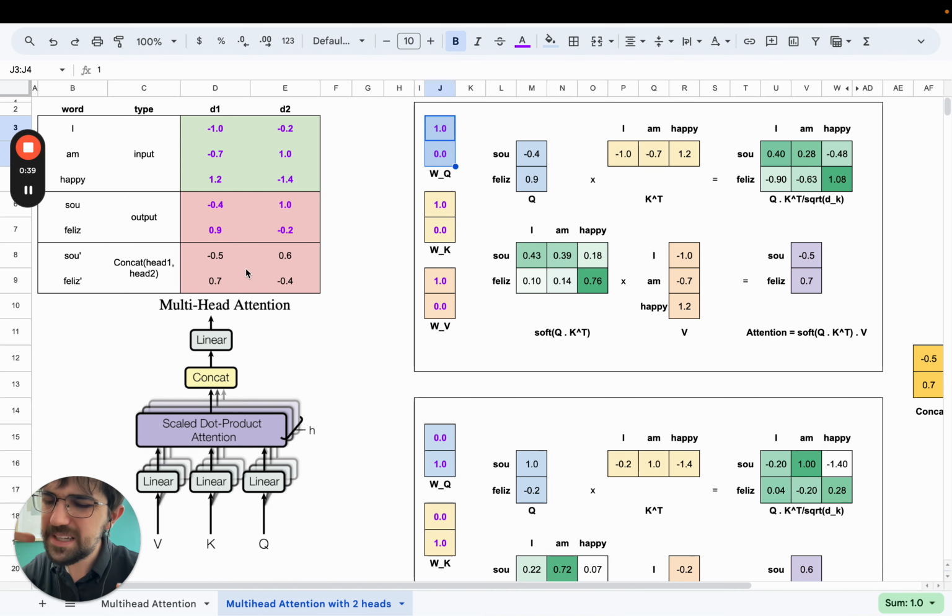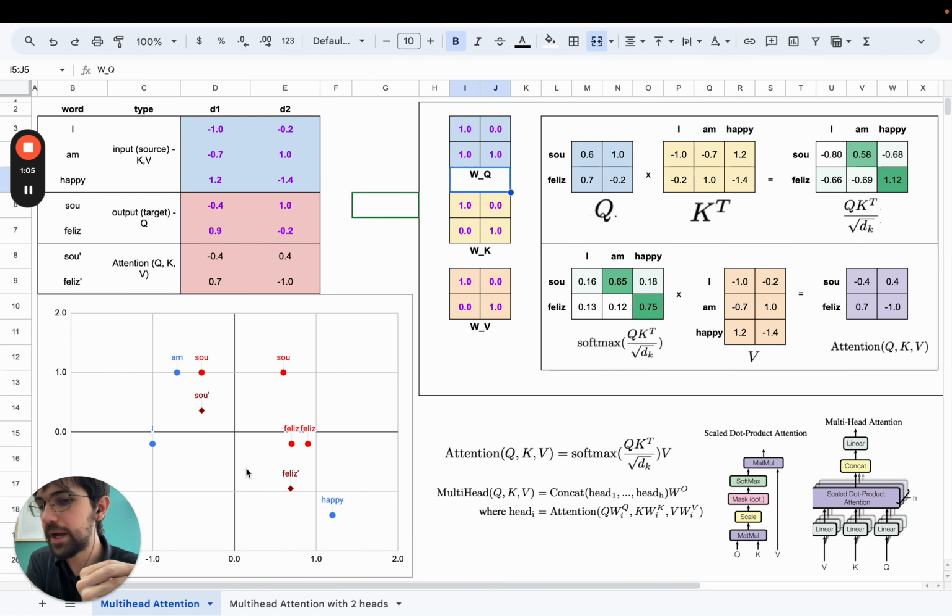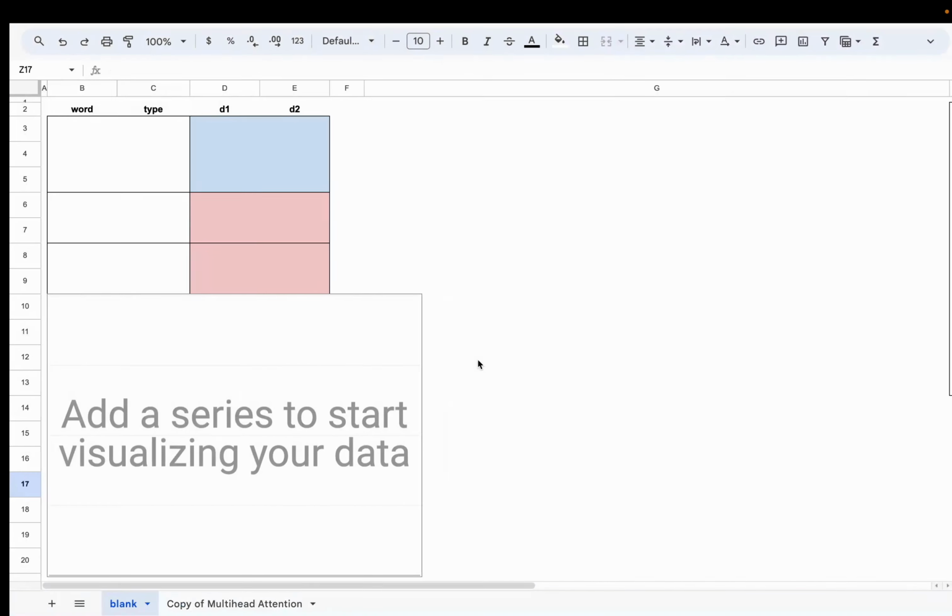The main advantage of implementing this on spreadsheets is that we have this instant gratification of checking how the output looks when we change something. For example, I can change the linear weights here, and then I can see what's the impact of this on the output. But let's start from scratch first.